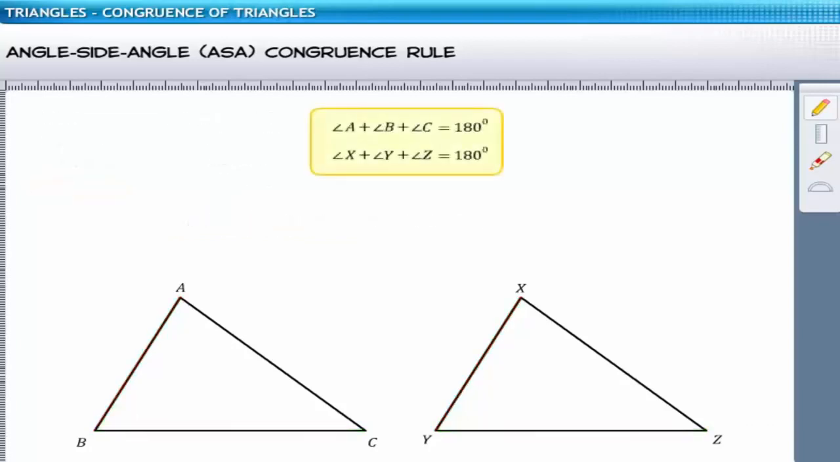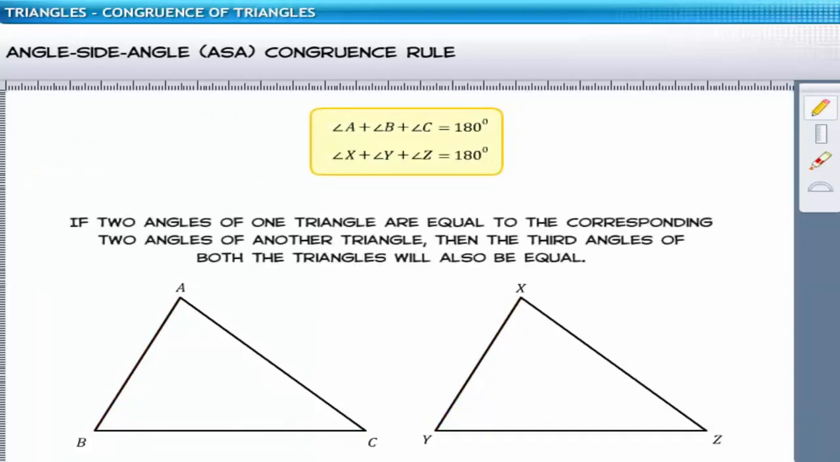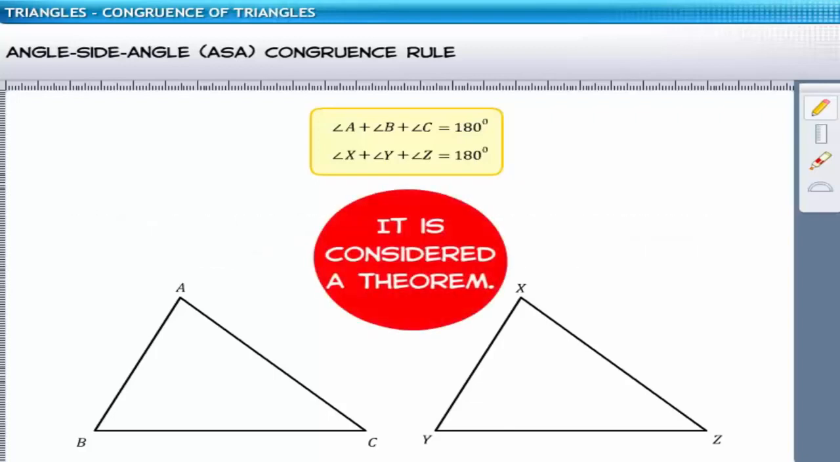We know that the sum of the three angles of a triangle is 180 degrees. If two angles of one triangle are equal to the corresponding two angles of another triangle, then the third angles of both the triangles will also be equal. Thus, instead of the included side, we may have any pair of corresponding sides equal. Thus, the ASA congruence rule is sometimes referred to as AAS or SAA congruence rule. Since this result has been proved, it is considered a theorem.